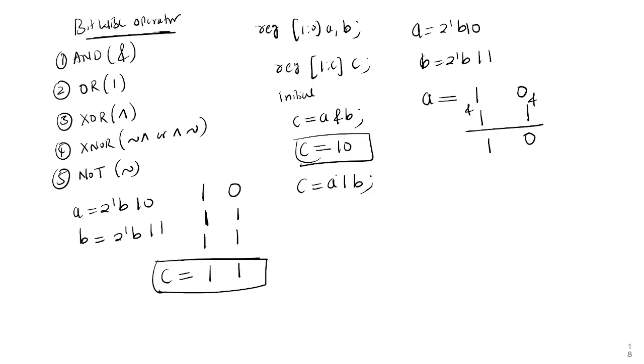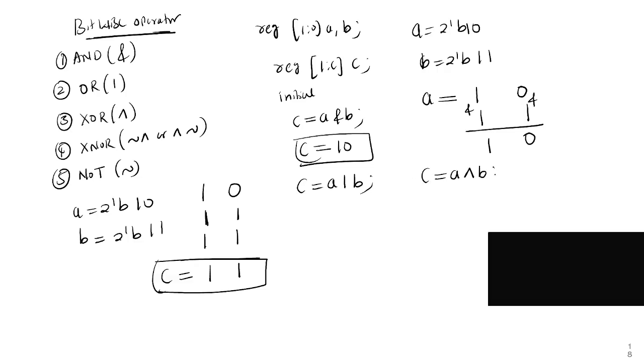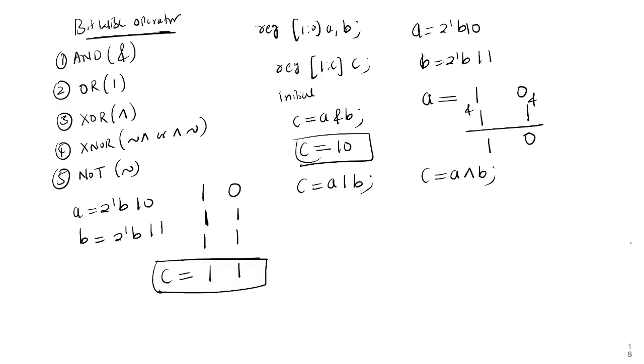Okay, 1 1 you will get. Similarly XOR also, bitwise XOR, so you can write A equal to A cap of B. Okay, A cap of B, bitwise XOR, and so this is 1 0 and this is 1 1. Okay, so XOR operation means this is 1 and 1, C equal to 1 1 you will get.